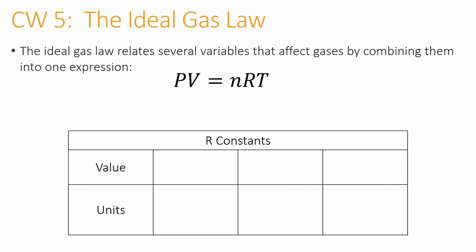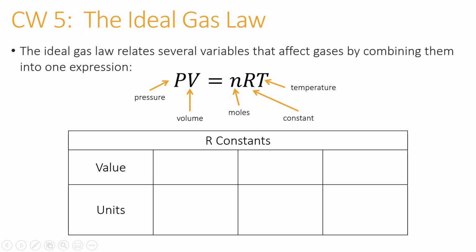Classwork 5 is the ideal gas law. The ideal gas law relates several variables that affect gases by combining them into one expression. So we got PV equals nRT. P is pressure, V is volume, n is the number of moles, and T is temperature. Now R is a constant here.